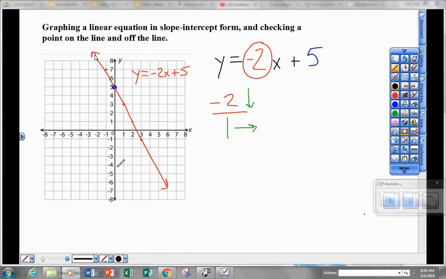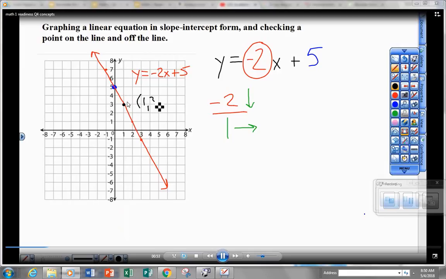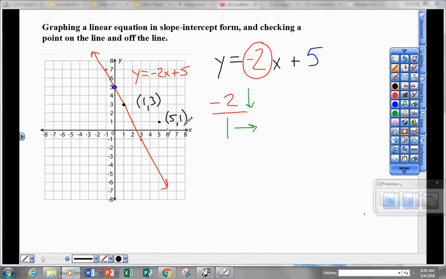I'd like you to also take a point on the line and a point off the line and be able to check them. I'm going to take the point 1 for x, 3 for y, over 1 for x, up 3 for y. I'm going to take that coordinate for x and y and plug it in. I'm also going to take a point off the line and check that one too. And I'm going to use 5, 1.